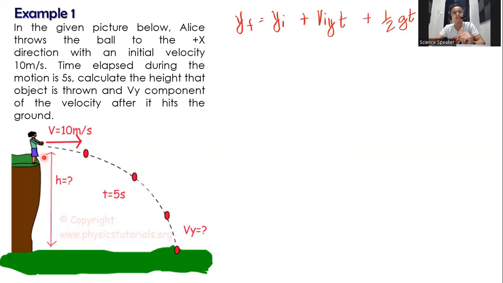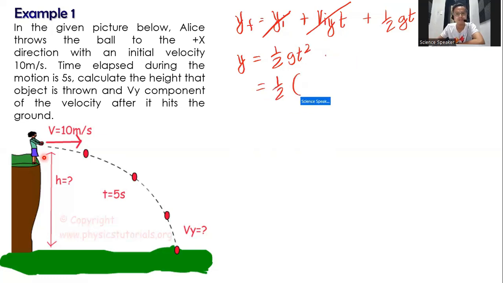In this case, we don't have the value of our initial y, so we can cancel that out. And since, based on our discussion, the value of v sub iy is 0, we can also cancel that out. So we will be left with just y. You don't need the sub f, so y is equal to 1/2 g t squared.